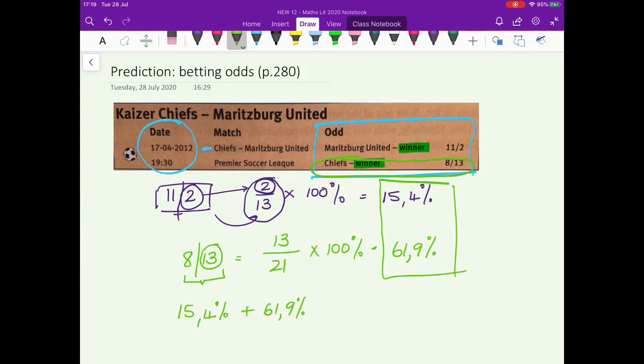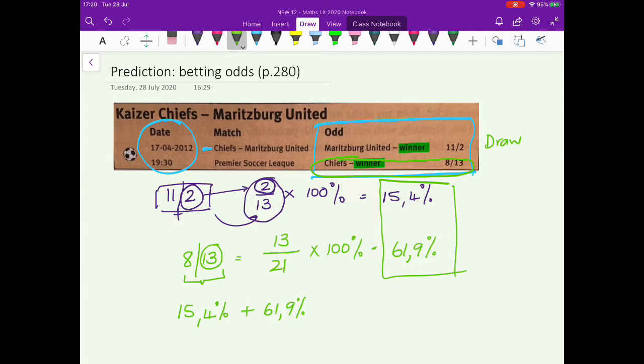Why is that? Well, they have only taken the winning or the losing into consideration. They have not considered these two teams drawing the match. So they haven't considered a draw. A draw means there's no winner, there's no loser. So what is the probability of a draw for this match?